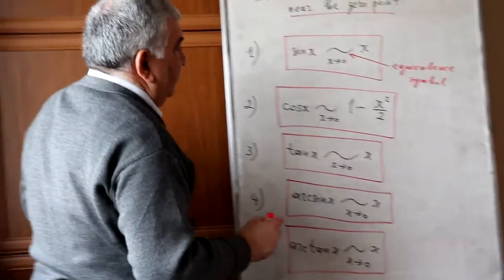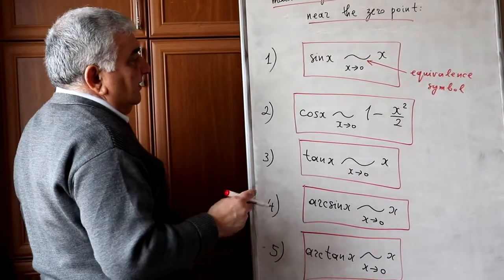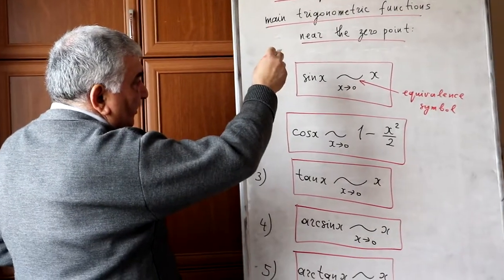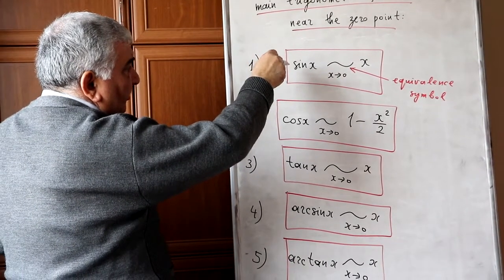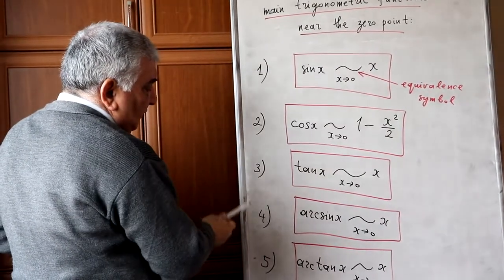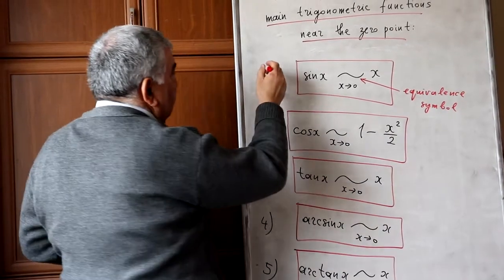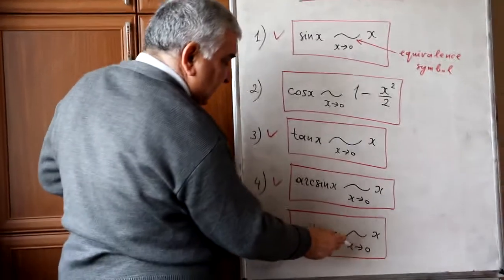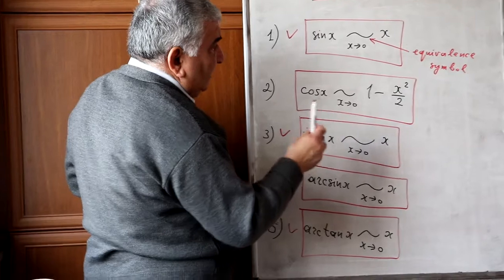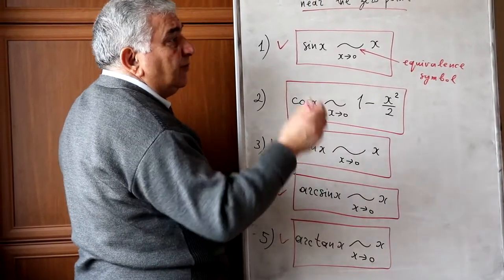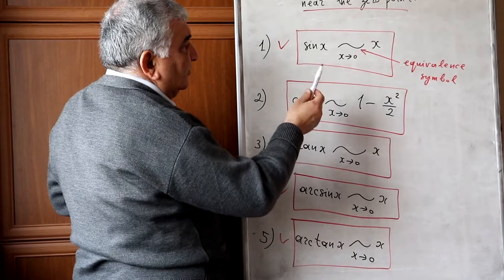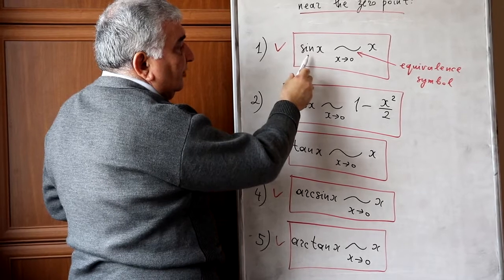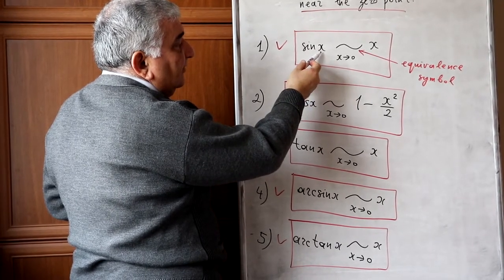Here you must remember that in the calculation of limits, only for the first, third, fourth and fifth formulas, if the argument tends to 0, then we can delete the symbol of the function. For example, if x tends to 0, we delete the symbol of the function, and then we will have only x.